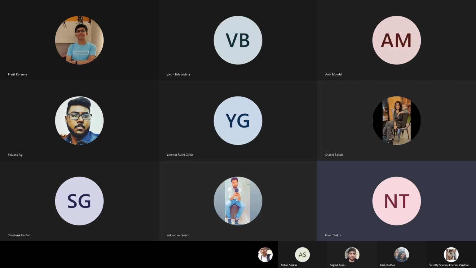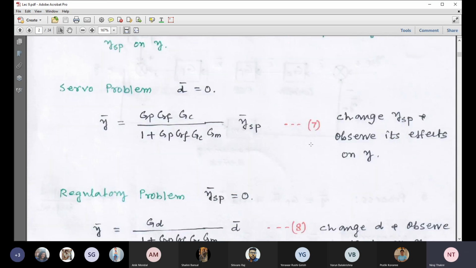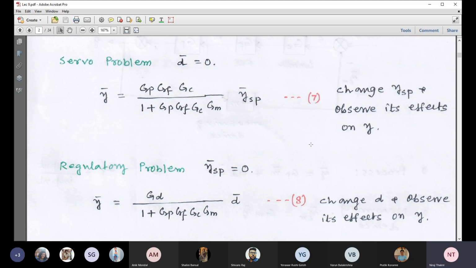Loop transfer function, which basically has two parts. One is used to investigate the servo performance, and the second part is used to investigate the regulatory performance. So these are the two corresponding equations. The first one is for set point tracking or servo performance. The second one is disturbance rejection or regulatory performance.